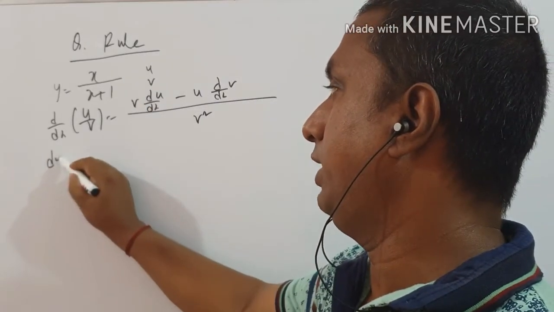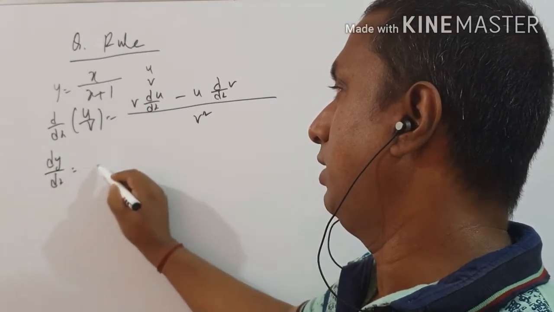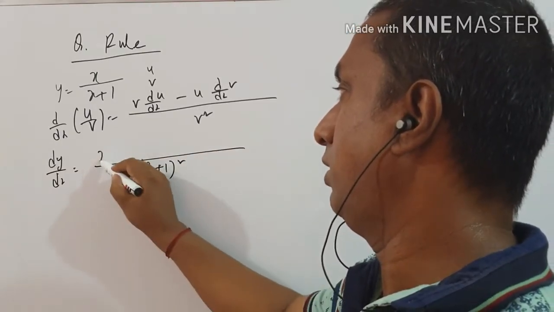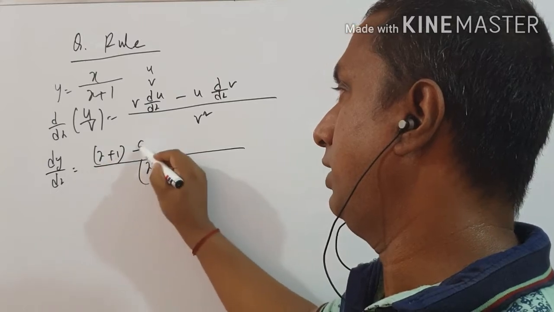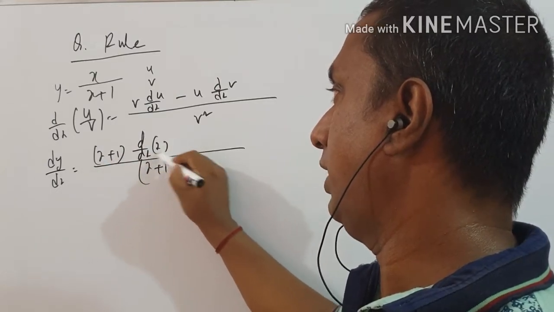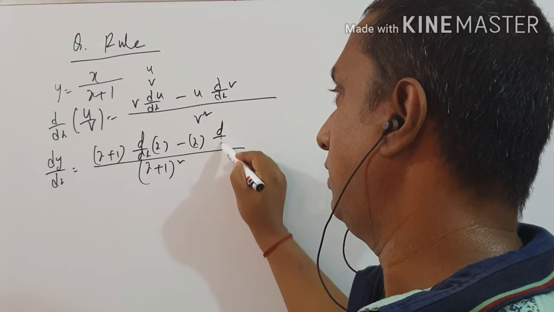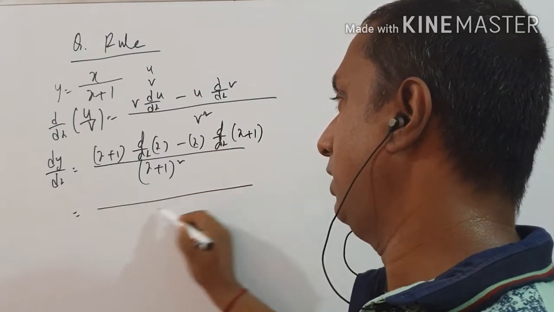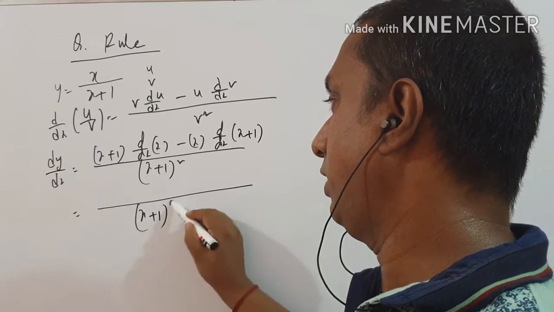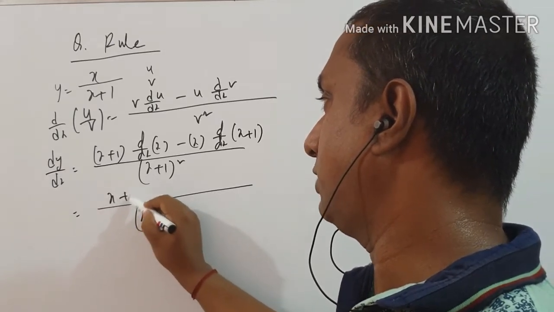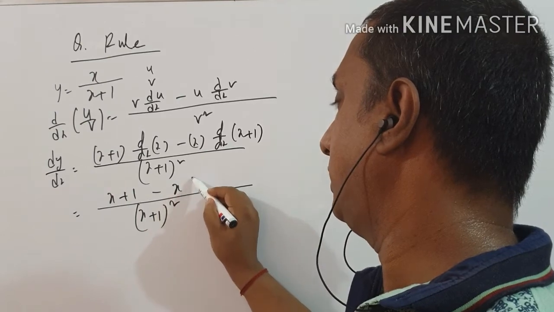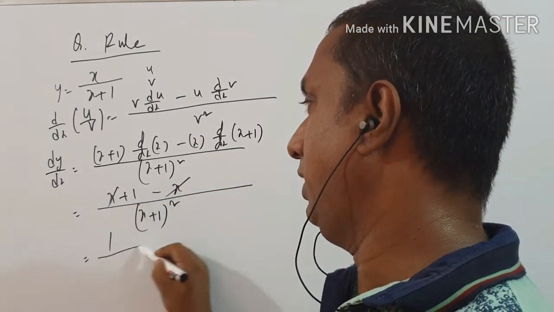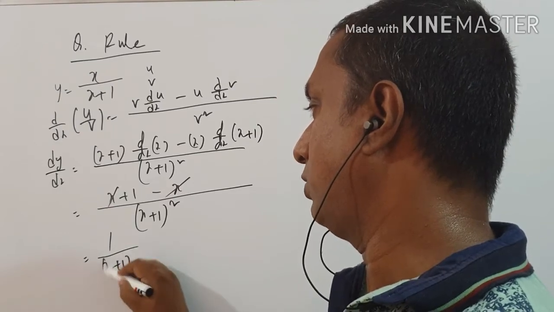When you are finding dy/dx, you can write (x + 1) whole square in the denominator, and in the numerator (x + 1) d/dx of x minus x d/dx of (x + 1). Now simplify this one. (x + 1) whole square, and then x + 1 - x. Here will be 1 plus 0. Now see, this is the result: 1 by (x + 1) whole square.